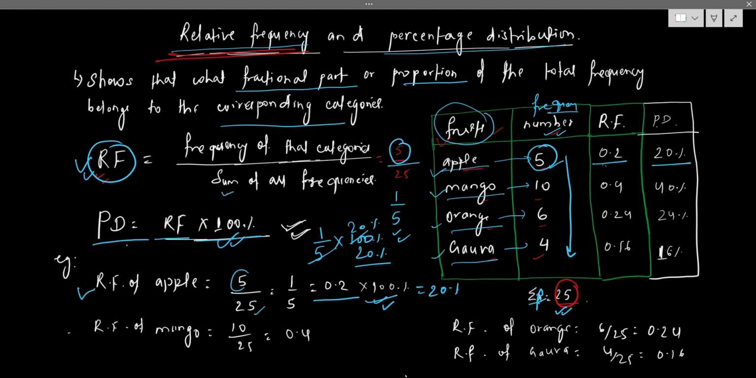Now the relative frequency of mango can also be identified in the same way, with the number of mango divided by the total number of fruit, we get 0.4, and if we multiply this by 100%, we get the percentage distribution of mango. In this way we can find the relative frequency and the percentage distributions of all. Thank you.